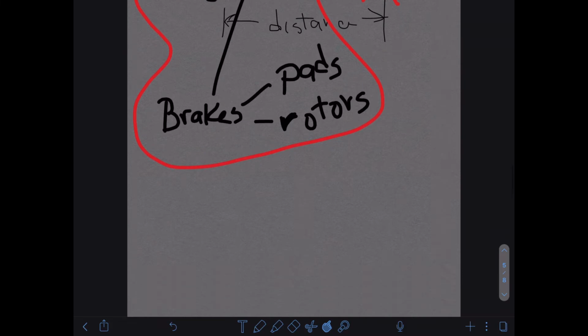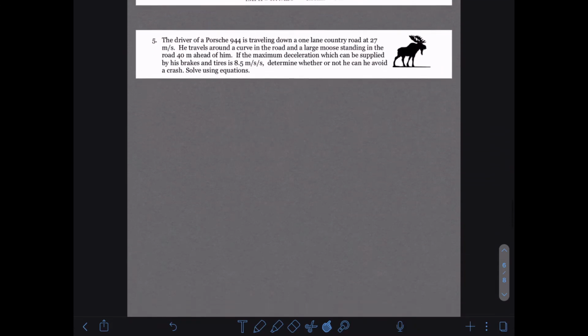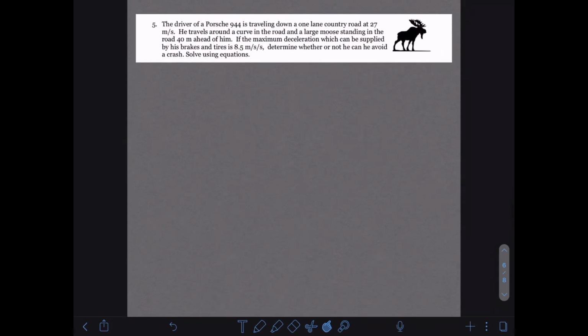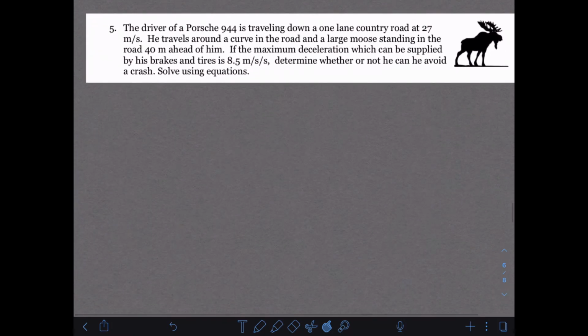So here's the problem. This is one of the ones that you've looked at. I believe it's A16. We have a Porsche traveling down a one-lane country road at 27 meters a second. It travels around the curve, and there's a large moose standing in the road 40 meters ahead of him. Moose are big, and if you hit them, you get hurt, the moose doesn't. He walks away, usually. The maximum deceleration is of the car, not the braking system. Determine whether or not he can avoid a crash.